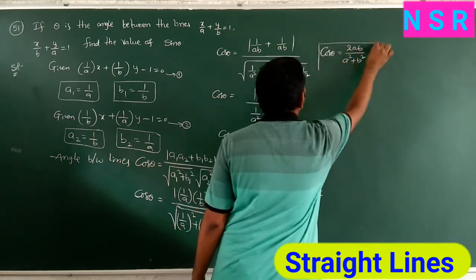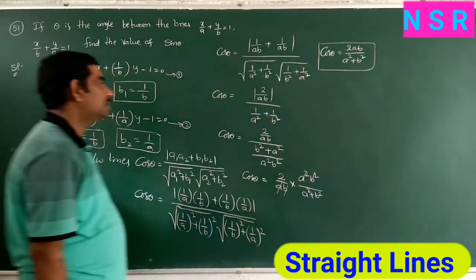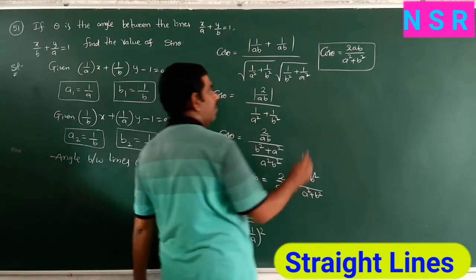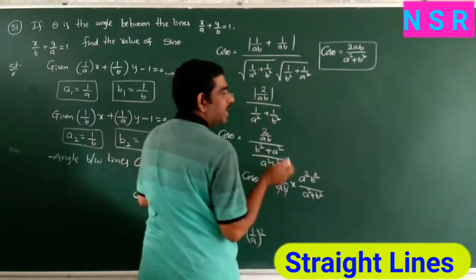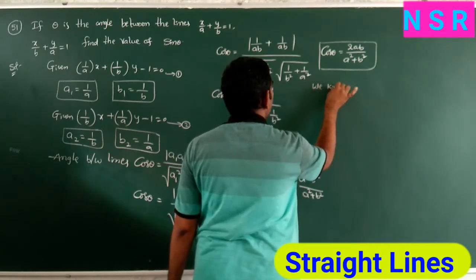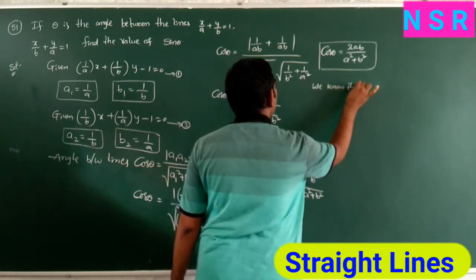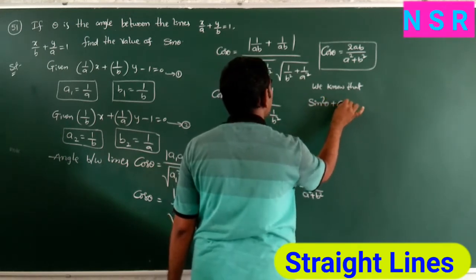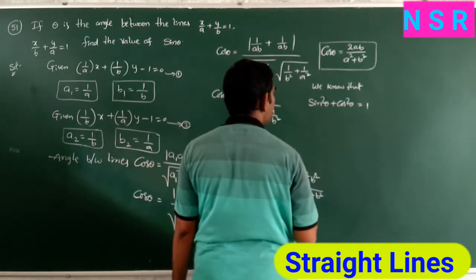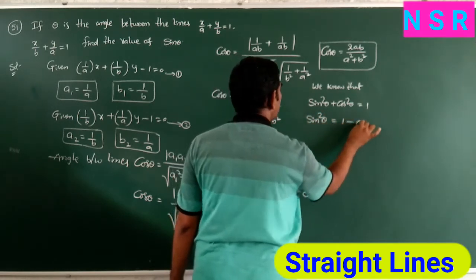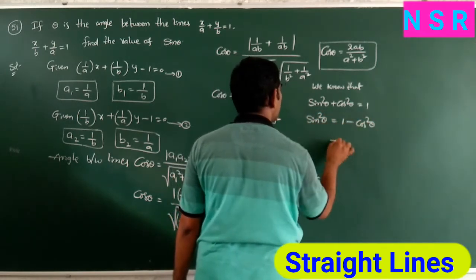So this is the cos theta value, but in this question we have to find the sin theta value. We have a formula related to both sin and cos. We know that sin square theta plus cos square theta equal to 1. Now to find sin theta, write sin square theta equal to 1 minus cos square theta.